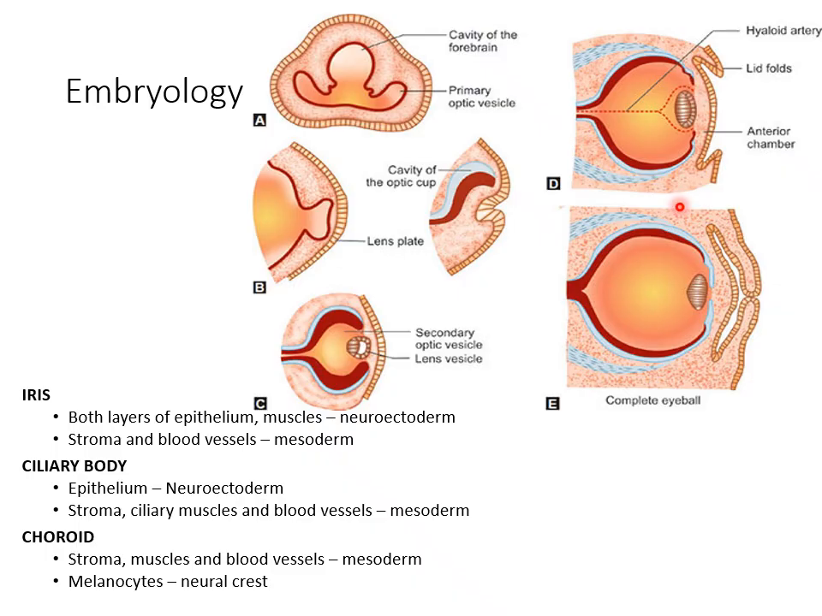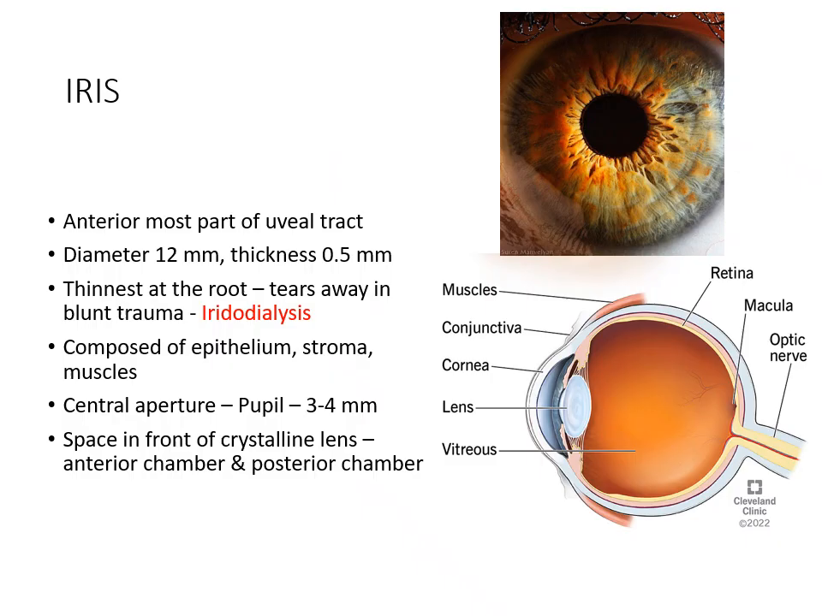Now coming to the ciliary body, the epithelium is again neuroectodermal, and the stroma, ciliary vessels, and blood vessels are mesodermal. Same for the choroid: the stroma, muscles, and blood vessels are mesodermal. There is not much from the neuroectoderm, but the choroidal melanocytes are derived from the neural crest cells, which have migrated to this region. So that is the development of the different parts of the uveal tract.